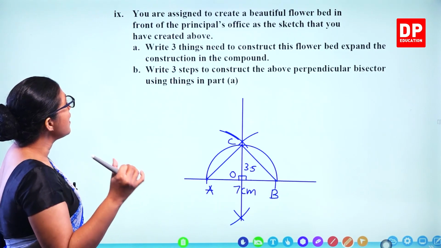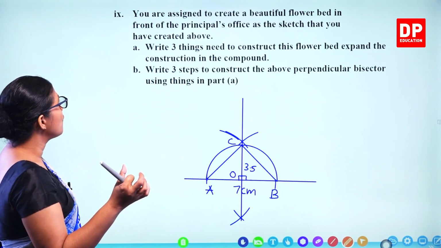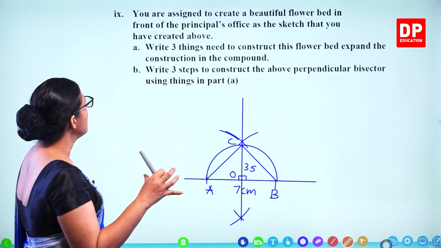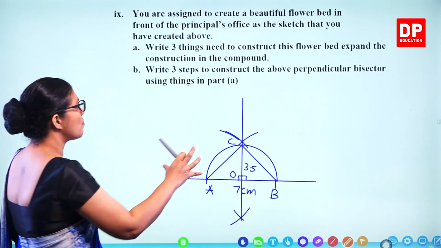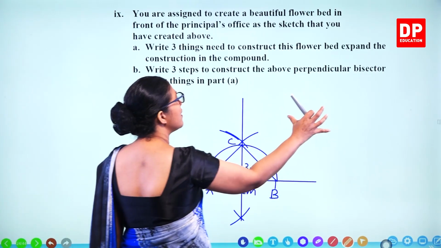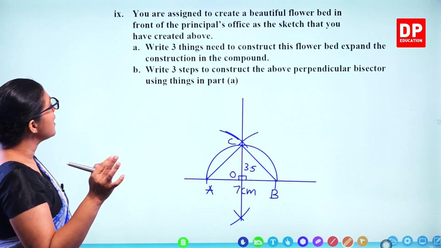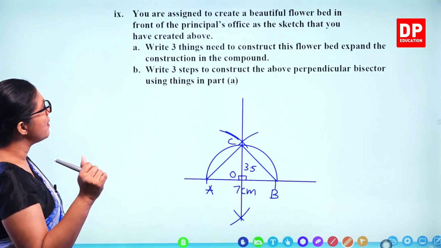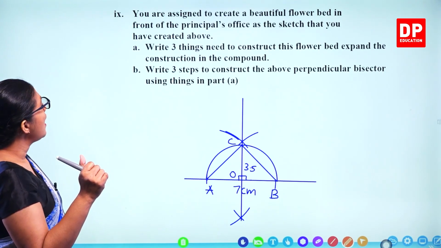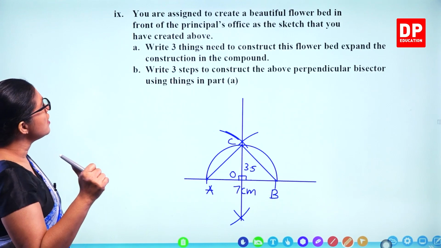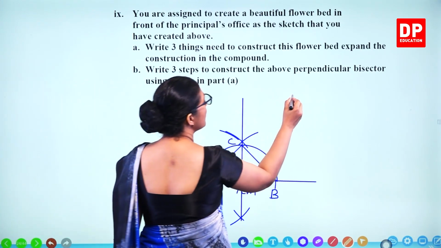You are assigned to create a beautiful flower bed in front of the principal's office as the sketch that you have created. So this smaller one, you have to make it bigger. So what do you need? The scale. Write 3 things needed to construct this flower bed. Expand the construction in the compound. So what are the 3 things?